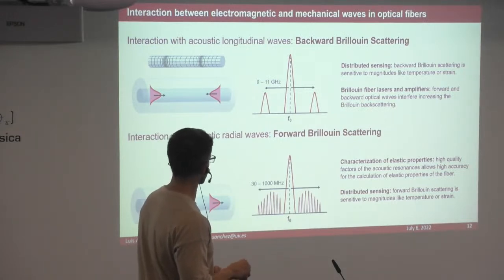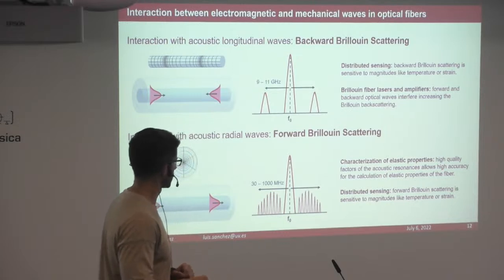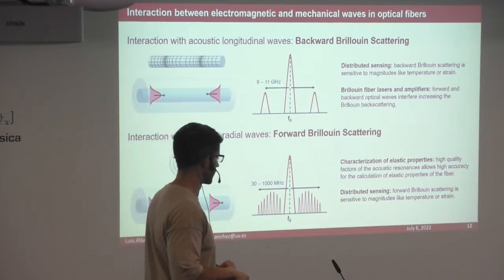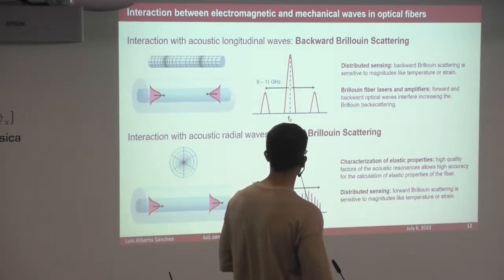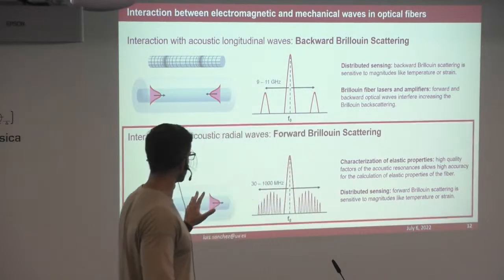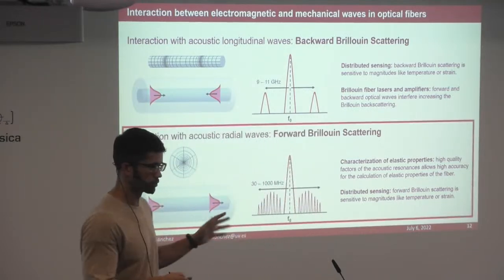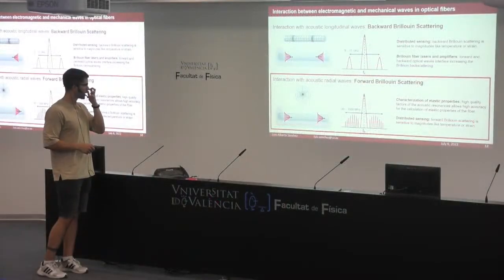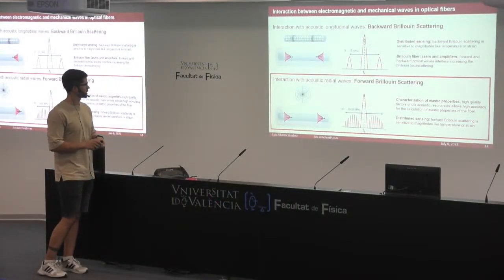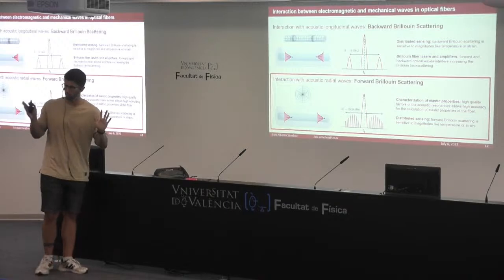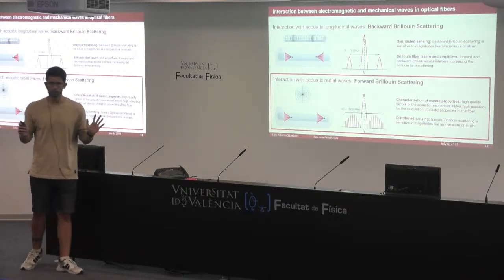And also they can be used, in the same way as backward Brillouin scattering, as sensors of temperature and strain. I'm going to talk a little more about this, because this is what I do in my research group. I'm going to show you just some ideas I want you to have. I don't want to get into detail in this.